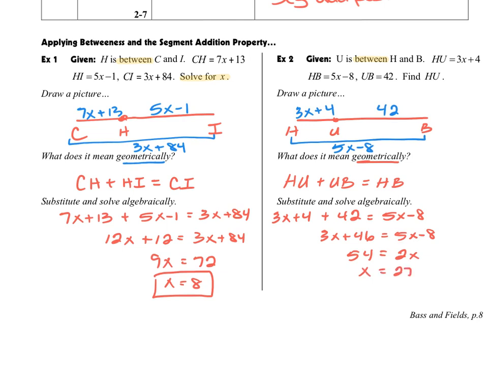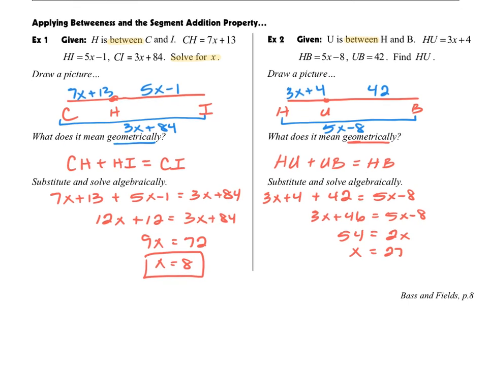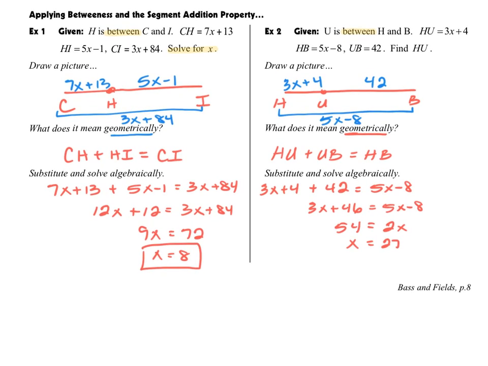Now, this is where we want to be really careful. So I'm going to slide this up just a little bit, give myself some more room. We want to be really, really careful here because if we come up here and we read this question more carefully, it says to find HU, which means finding the value of x, we are not done. We need to take this value of x of 27 and actually plug it in, substitute in, and find the length of that segment.